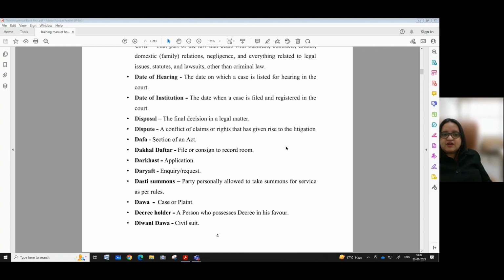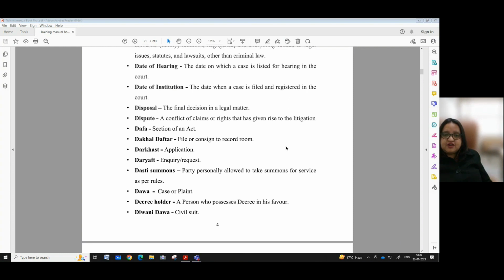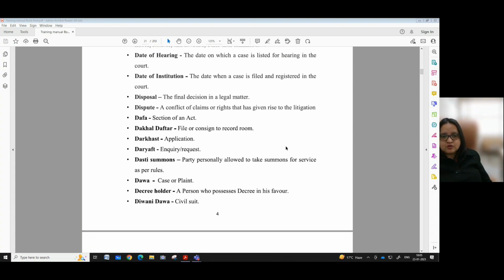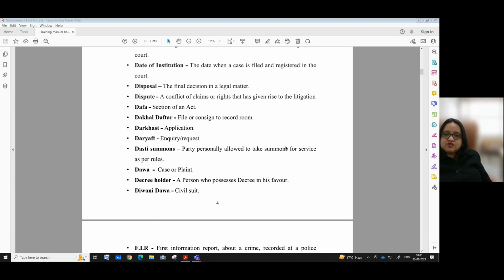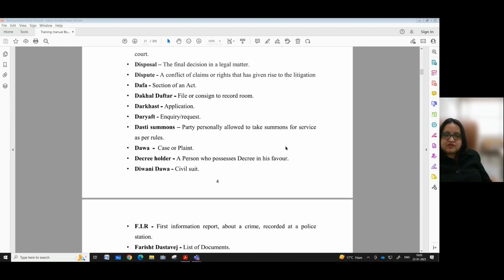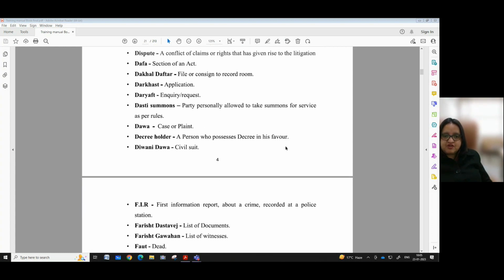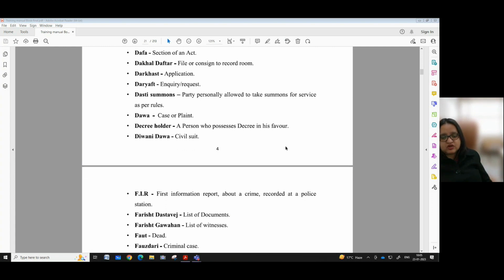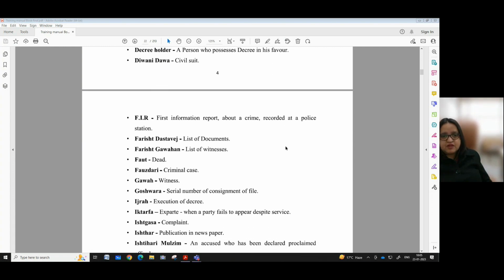Dafa, section of an act. Dakhil daftar, file or consign to record room. Darkhast, application. Darayafat, inquiry or request. Dasti summons, party personally allowed to take summons for service as per rules. Dawa, case or plaint. Decree holder, a person who possesses decree in his favor. Diwani Dawa, civil suit. FIR, first information report about a crime recorded at a police station.